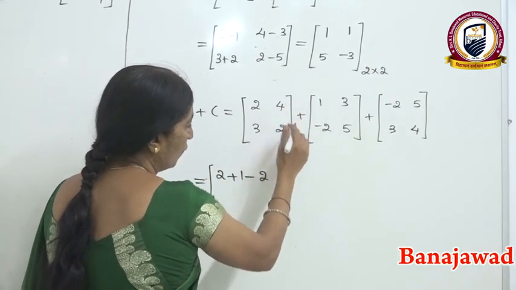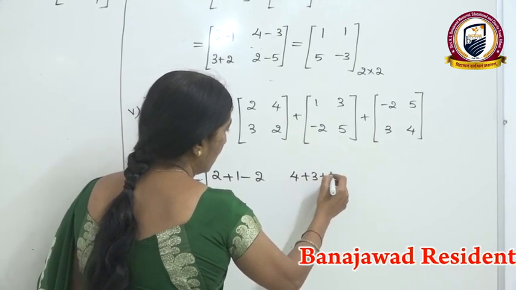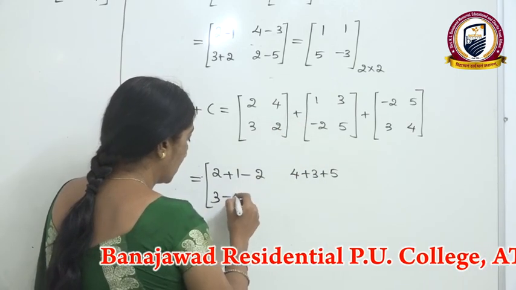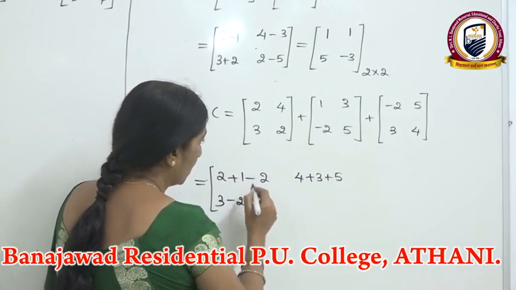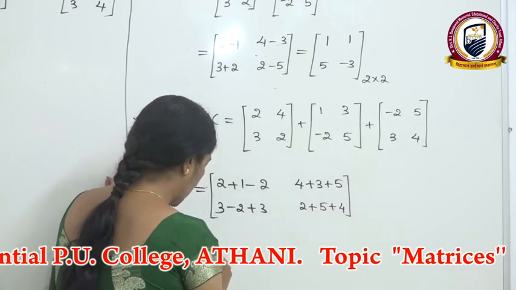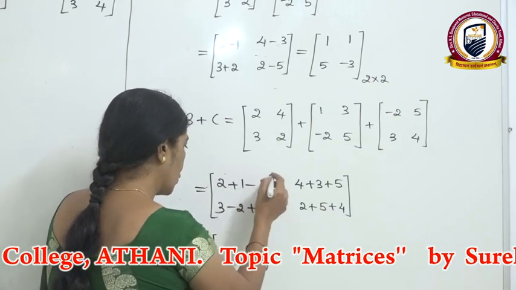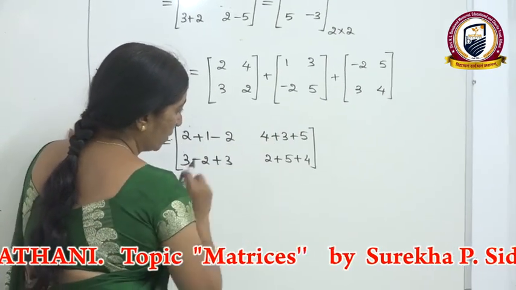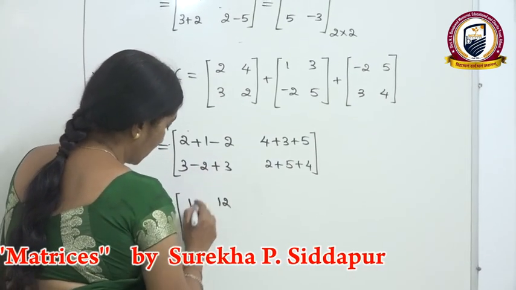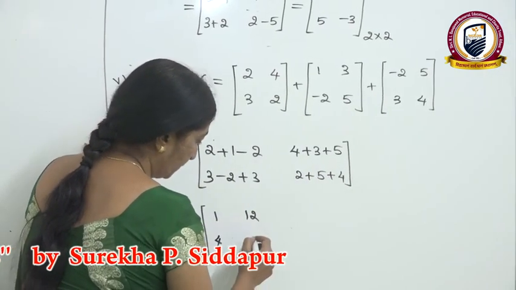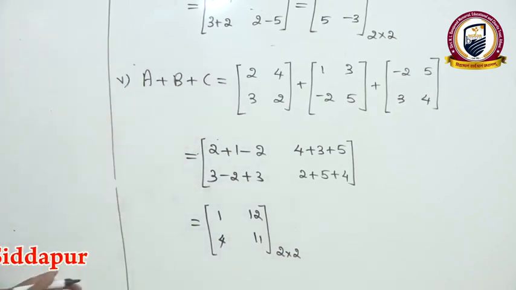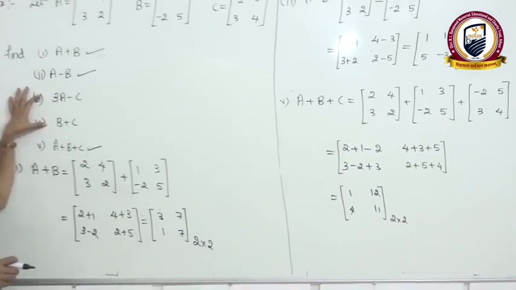Move to the next one. 4 plus 3 plus 5. Then next one. 3 plus into minus is minus, then plus 3. Next element is, yes, write down the simple answer. Here what is the answer? Plus 2 minus 2, it cancels, 1. And what about this? Here 3 minus 2, 1. 1 plus 3, 4. Then add this. See the order? Again they have the order 2 by 2. Remember, these 2 I am giving you as assignment and try this.